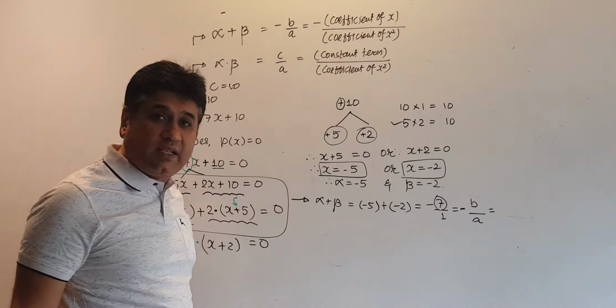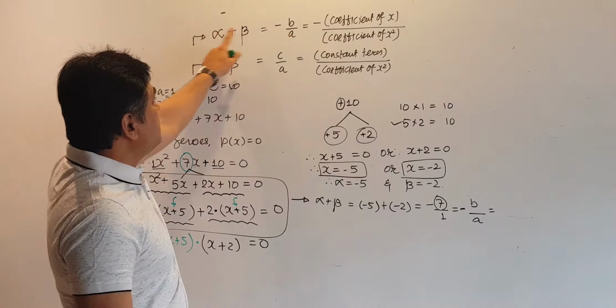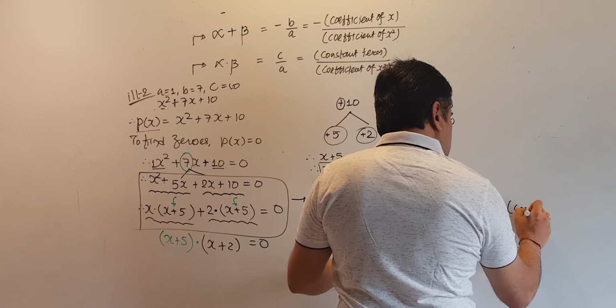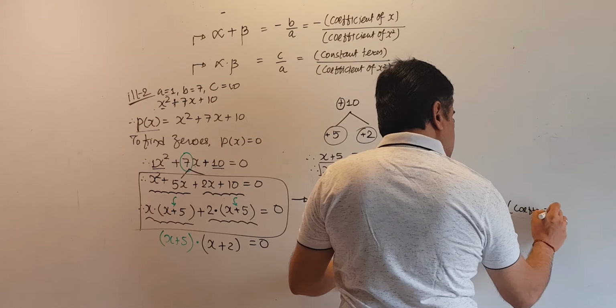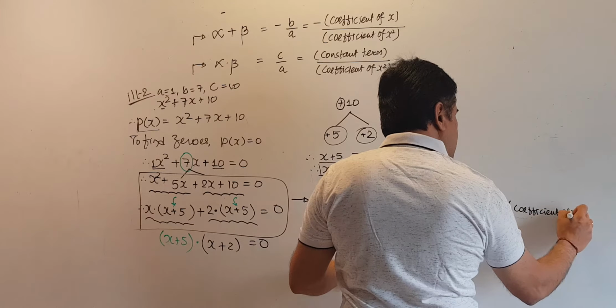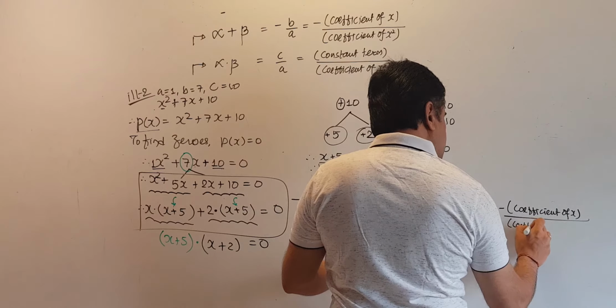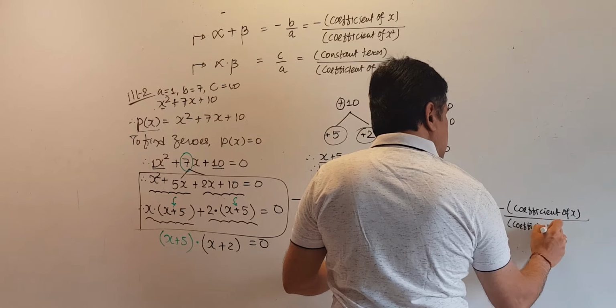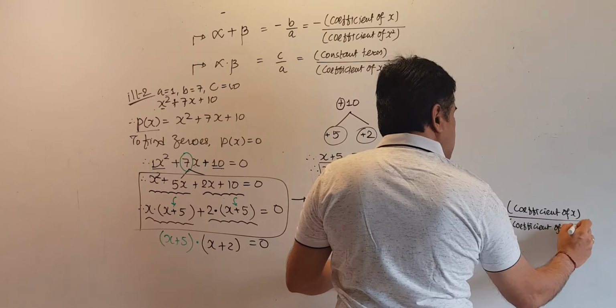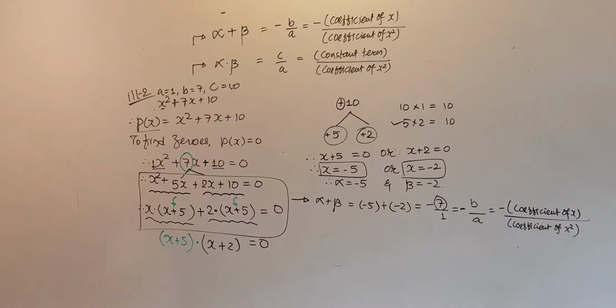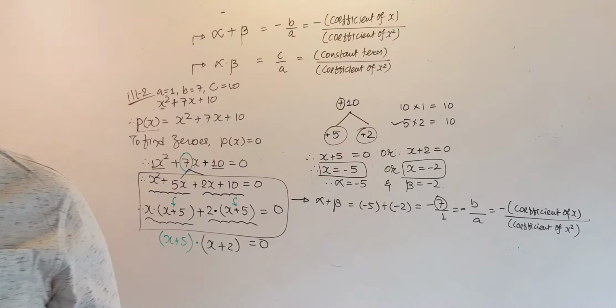Alpha plus beta, that we learnt. Here it is. And you can write also minus coefficient of x divided by coefficient of x square. So friends, this is the way we can verify. Okay, just have a look and we move ahead.